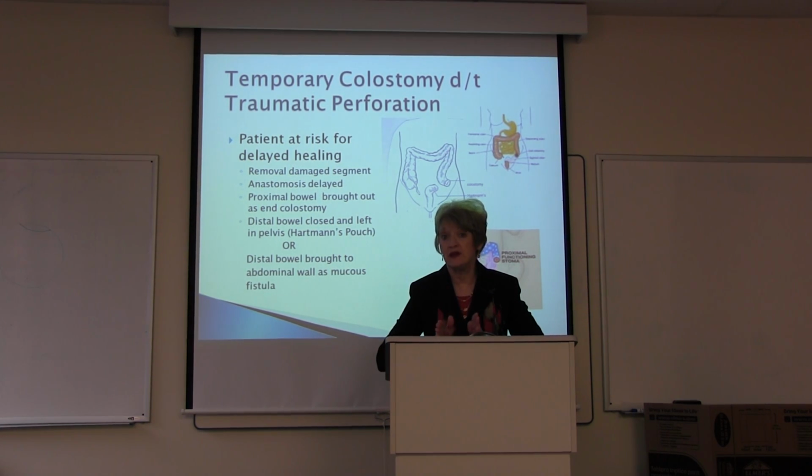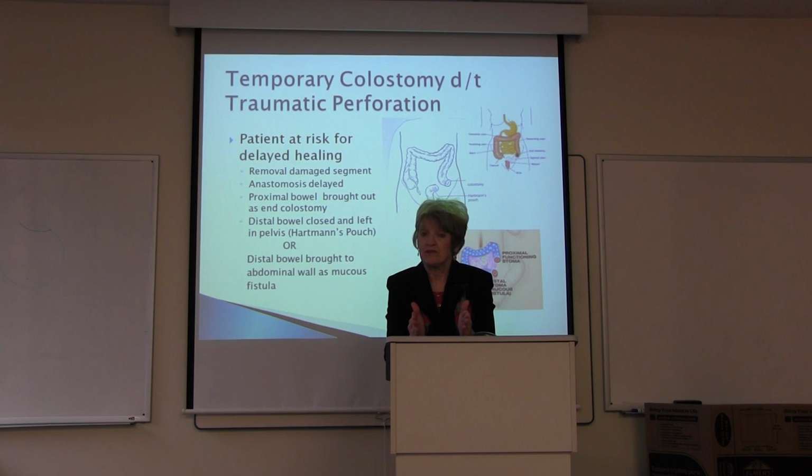So what I want you to think of is basically 3 scenarios. Scenario number 1, healthy patient, hole in the bowel. You're going to remove the damaged section, flush the colon, sew the two good ends together, flush the abdominal cavity, close the abdominal wall, no stoma. You won't see that patient.